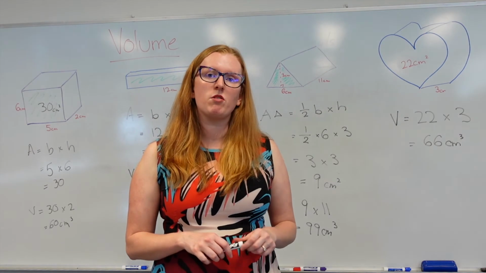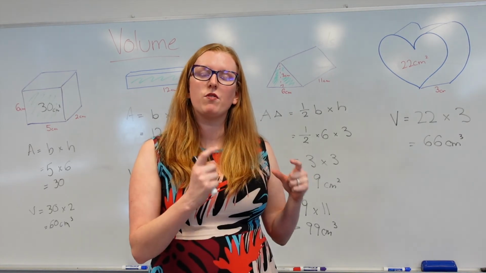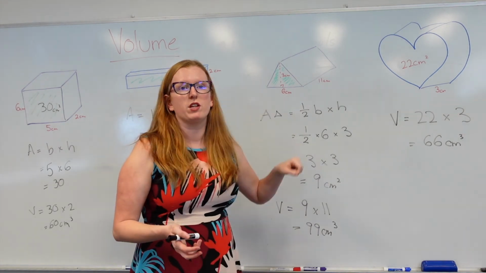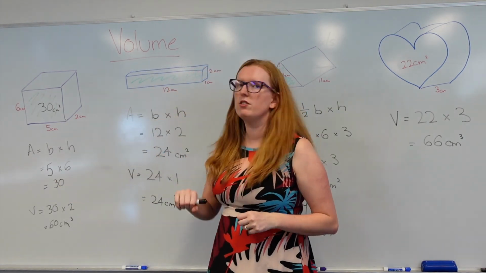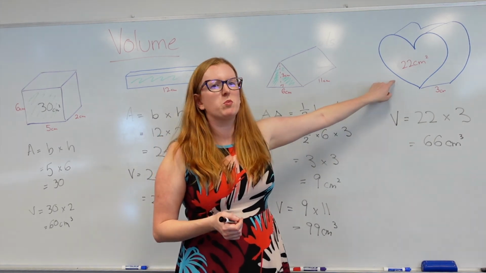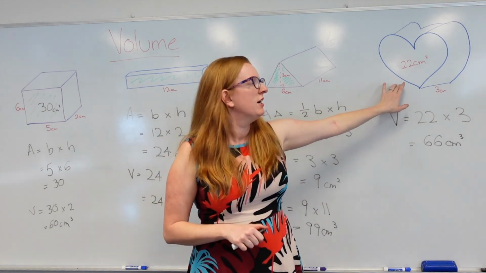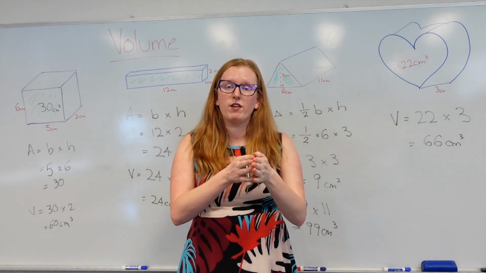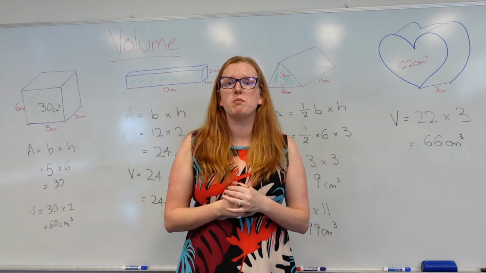So the key things to remember are find the area of the front face, whether your front face is a triangle, whether your front face is a rectangle, or whether it's a weird shape like this. But if it's a weird shape, you're probably given the area. And then all you do is multiply that front face area by how far your shape has been stretched out.